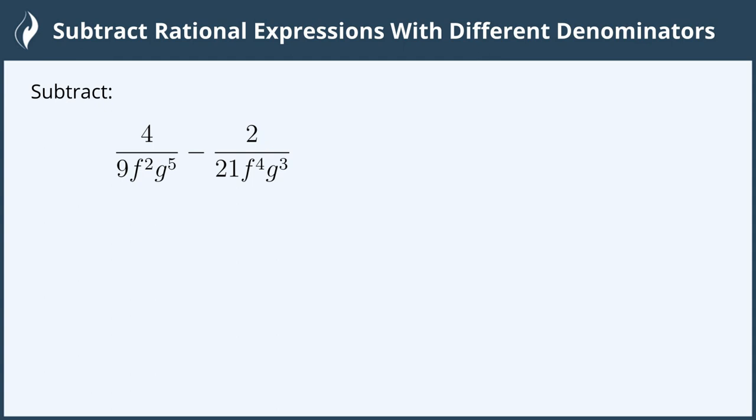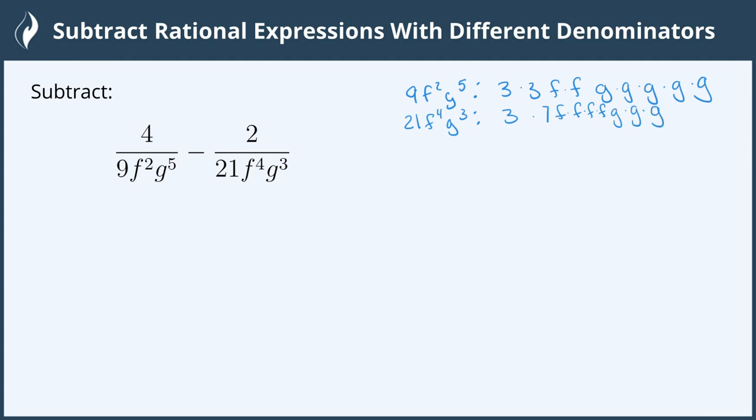So let's look at the denominators and find all of the factors of each of them. Let's start with the first one, 9 f squared g to the 5th. 9 is 3 times 3, f squared is f times f, and g to the 5th is g times g times g times g times g. Then the factors for the second one, 21f to the 4th g to the 3rd, we'll list as 3 and 7, and f to the 4th we have 1, 2, 3, 4, and g to the 3rd we have 1, 2, 3.